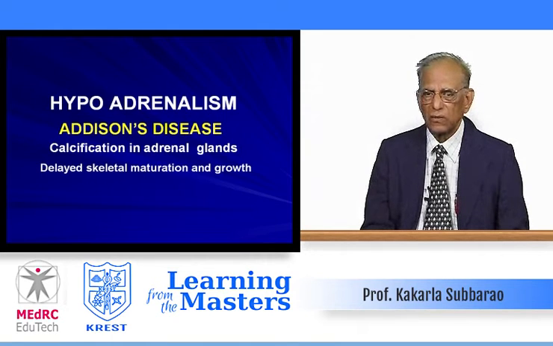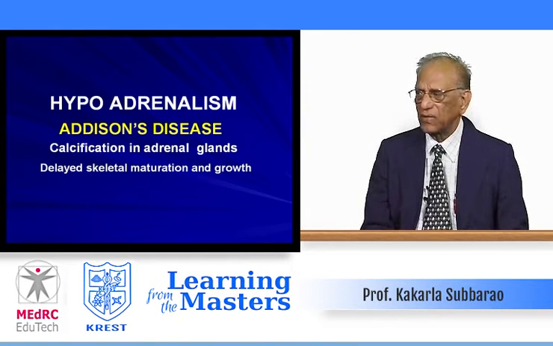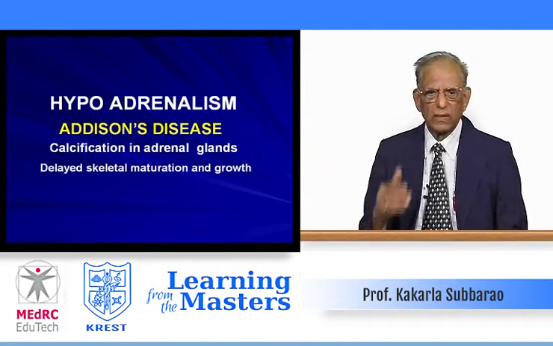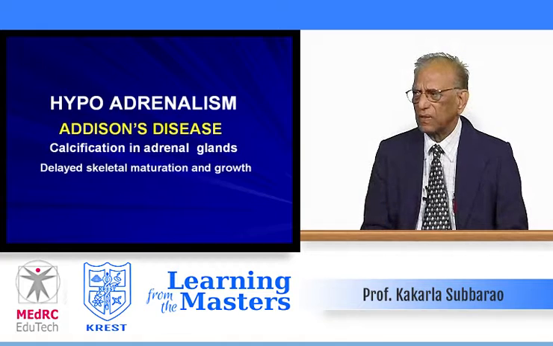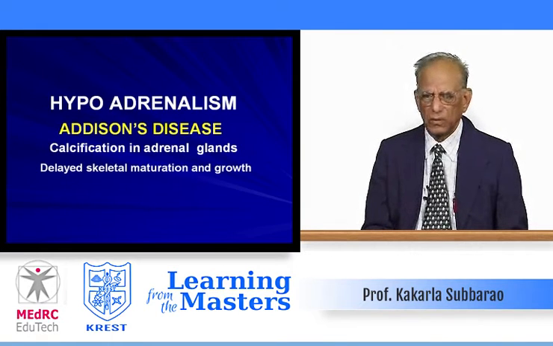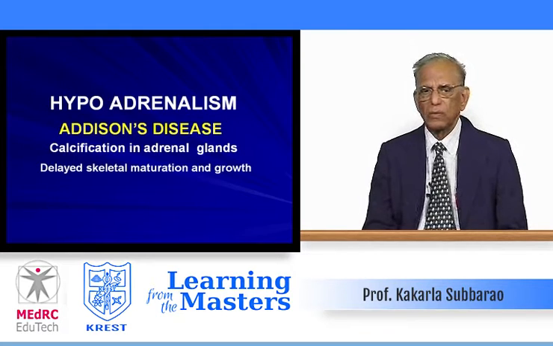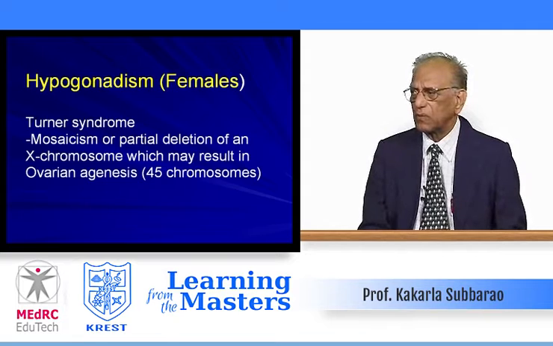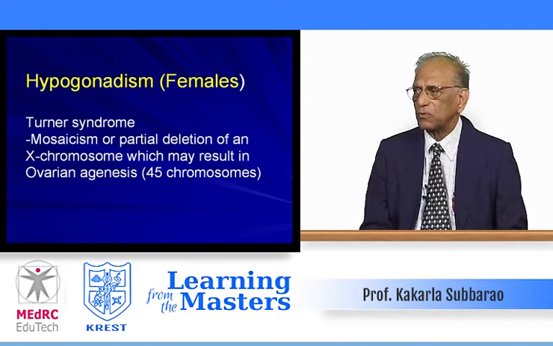Hypoadrenalism is also called Addison's disease, with calcification in the adrenal glands. There are so many causes for adrenal gland calcification, including TB, hemorrhage, etc. Delayed skeletal maturation and growth are the hallmarks of Addison's disease. We come to female hypogonadism, or so-called Turner syndrome, mosaicism or partial deletion of an X chromosome, which may result in ovarian agenesis, 45 chromosomes.